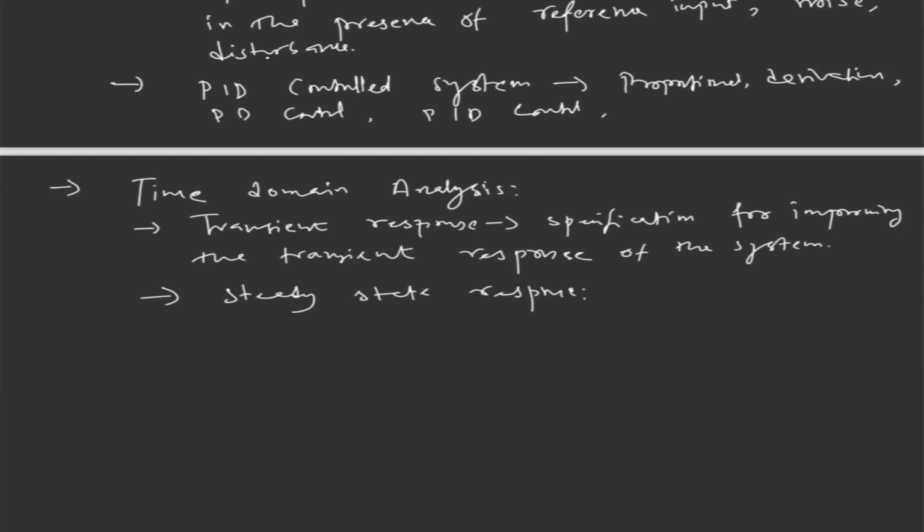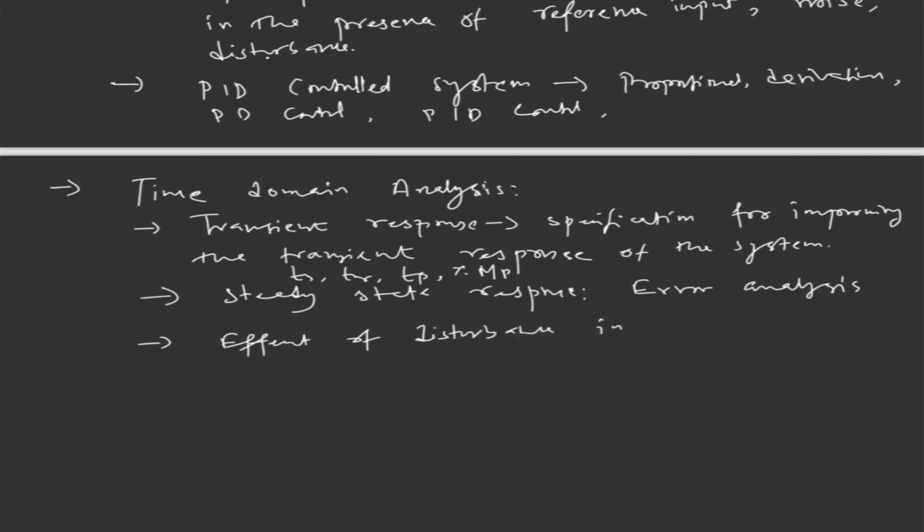So here in the transient response, we have discussed our settling time TS, rise time TR, peak time TP, and maximum overshoot. How these specifications are very important for modifying the transient response. In steady state response, basically we have discussed the error analysis, how we can minimize the steady state error in the system. Then also we have discussed the effect of disturbance in the control system.